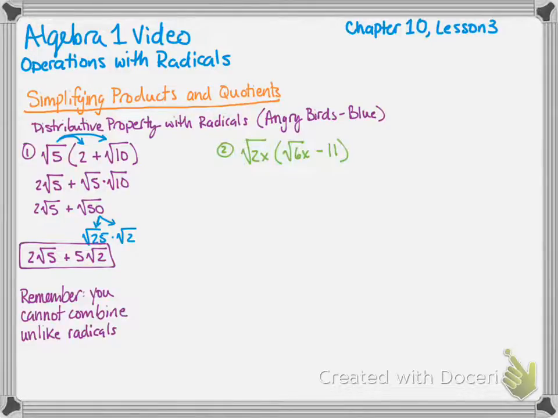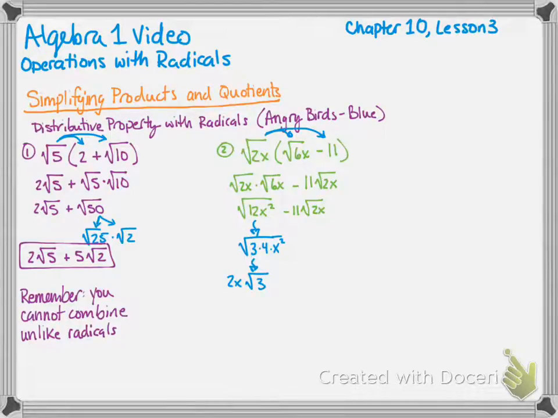All right. So next question, the square root of 2x times the quantity square root of 6x minus 11. Distribute. Square root of 2x times the square root of 6x minus 11 times the square root of 2x. All right, that leaves me with the square root of 12 times x to the second minus 11 times the square root of 2x. And I can pull out a 4x squared, which is going to leave me 2x times the square root of 3 minus the square root of 2x. And it's simplified as far as it can go.